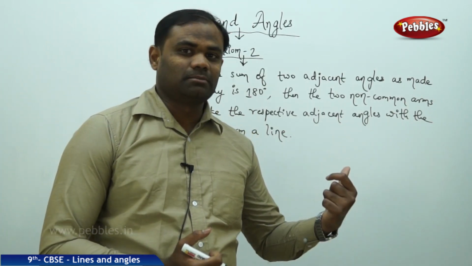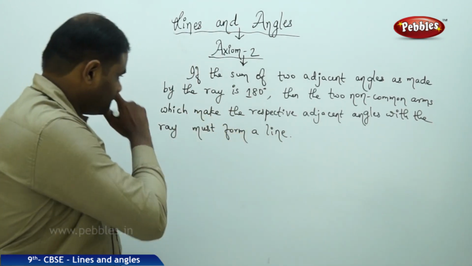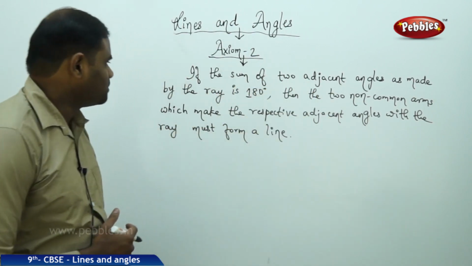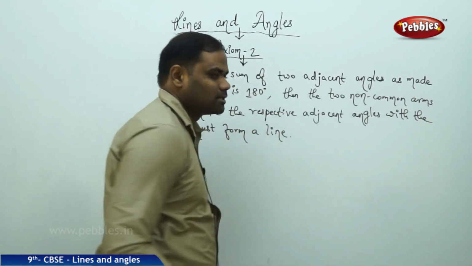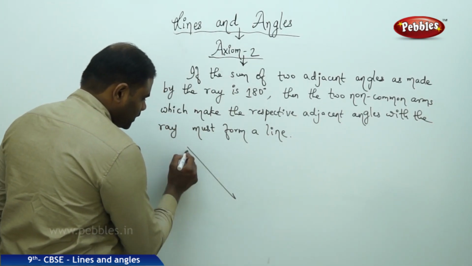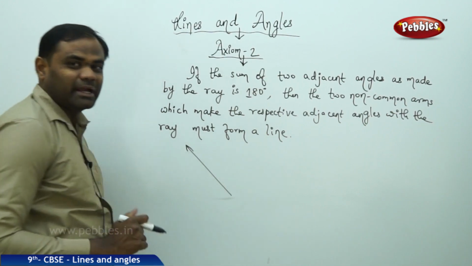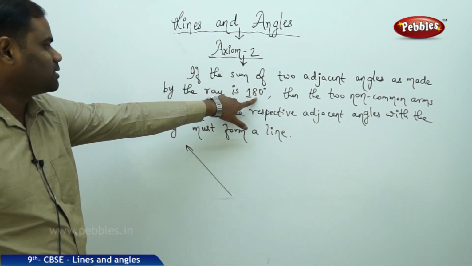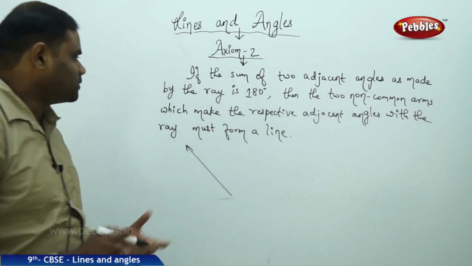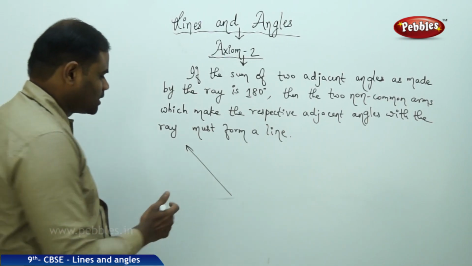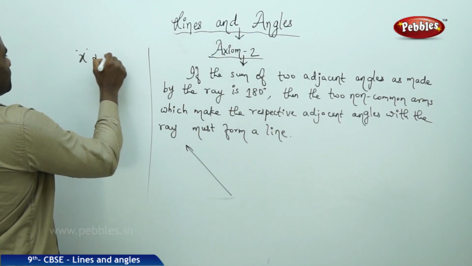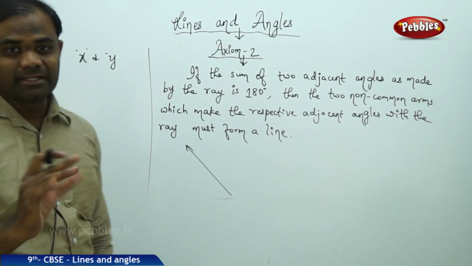Let's see axiom number 2. The axiom clearly states if the sum of two adjacent angles as made by the ray. Now it is given that the angles are adjacent. Say for example, I have a ray. Now this ray makes adjacent angles and the sum of adjacent angles is 180 degrees, and then the two non-common arms which make the respective adjacent angles. Say for example, my adjacent angles here are x and y. They are beside each other.